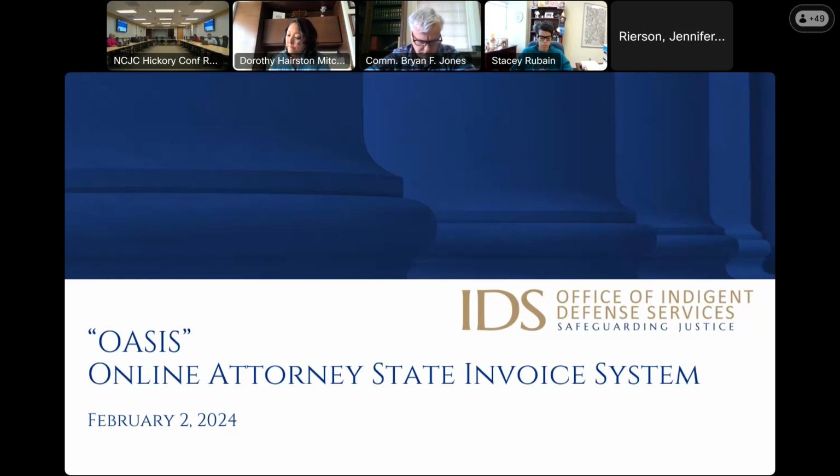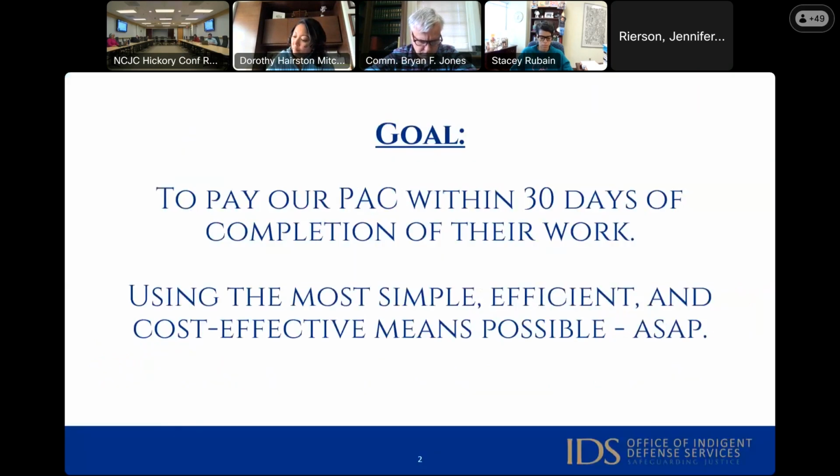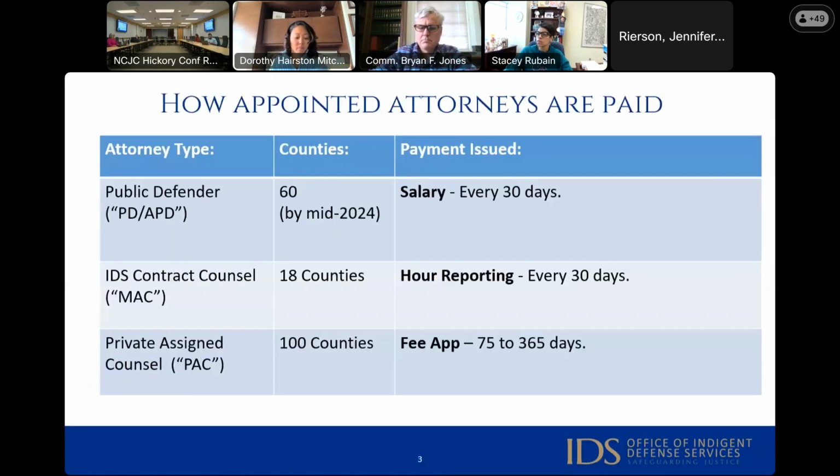OASIS will require some changes, but it is the way to accomplish an imperative goal. That goal is to pay our PAC within 30 days of completion of their work, using the most simple, efficient, and cost-effective means possible as soon as possible.